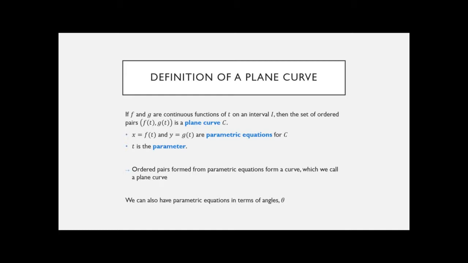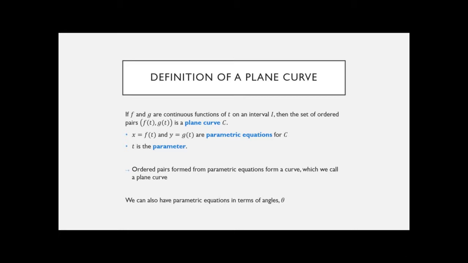So here's where we're going to start getting into the more complicated, or mathy bits, which is the definition of a plane curve. If f and g are continuous functions of t on an interval I, then the set of ordered pairs f of t comma g of t is a plane curve C. So basically, you're taking two functions in t, where your input is time, and they give you two outputs. And those are considered your x and y values that create an ordered pair. And so those are the parametric equations, and then t is called the parameter.